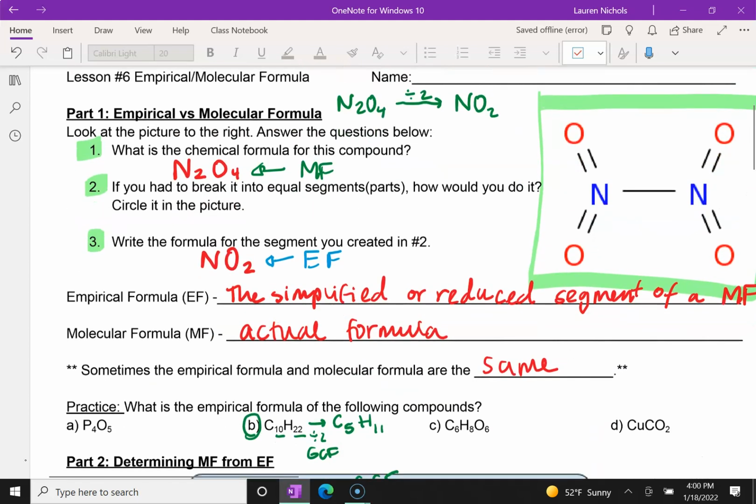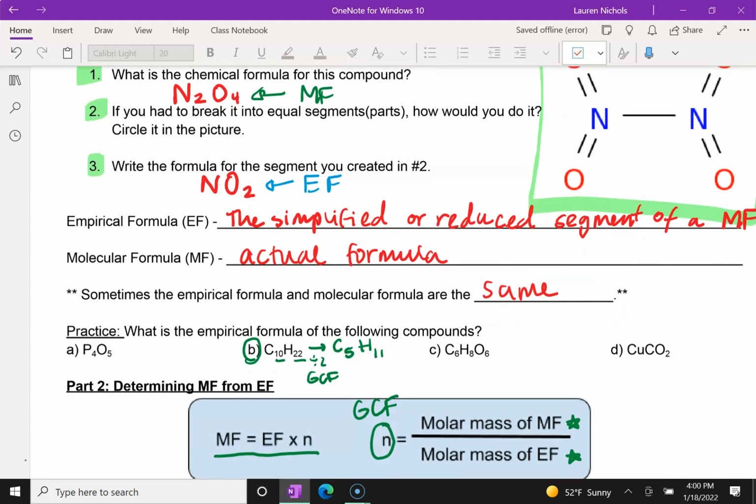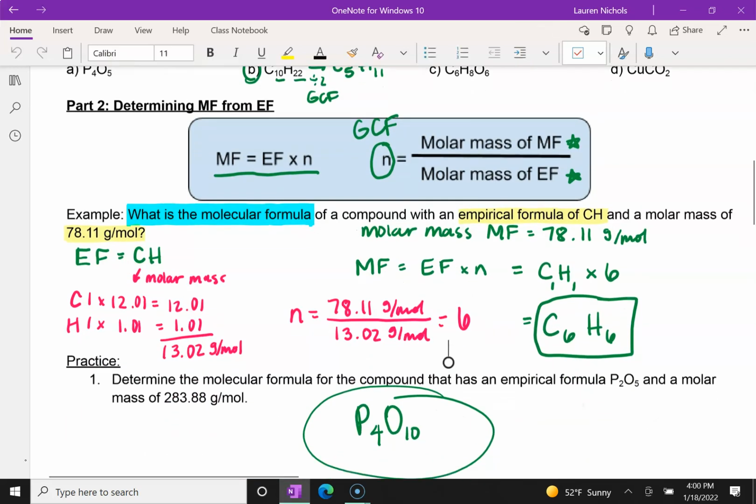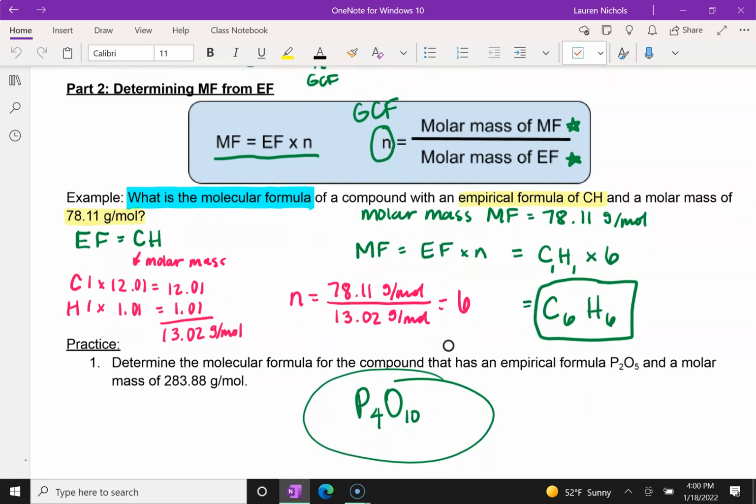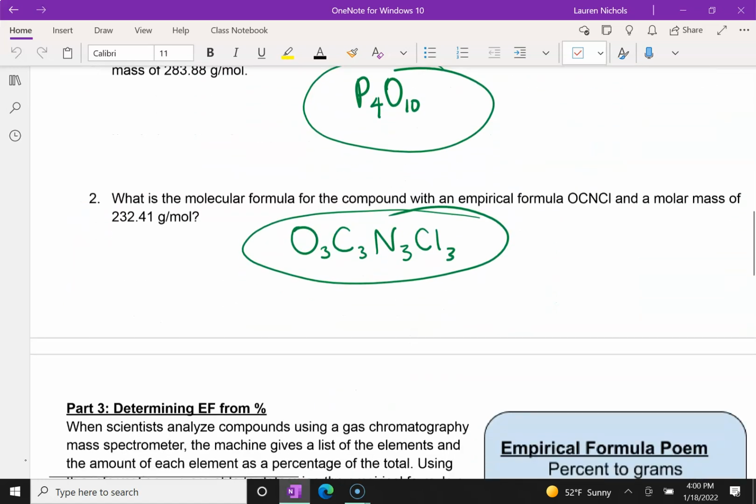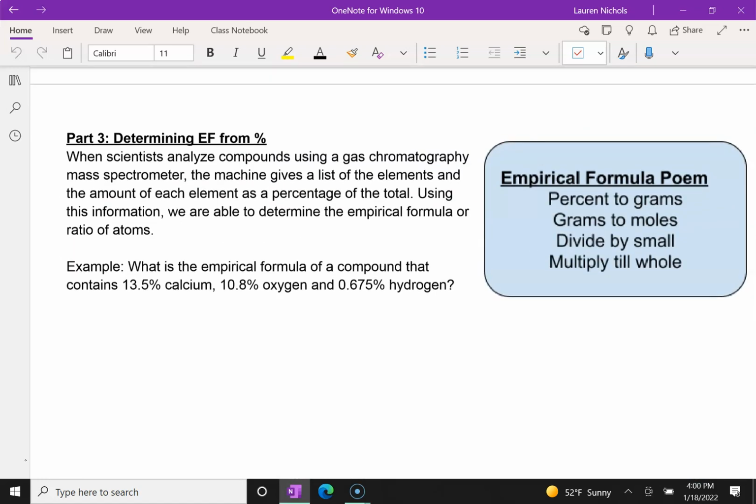So part 1 was, we know how to figure out our empirical formula by just simplifying the molecular formula. We also know how to now figure out the molecular formula if we are told what the empirical formula is and we're given the molar mass. And then the third thing is that we can determine what our empirical formula is if we're given the breakdown of our percentages.